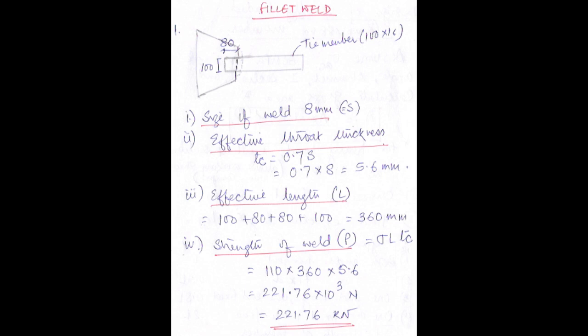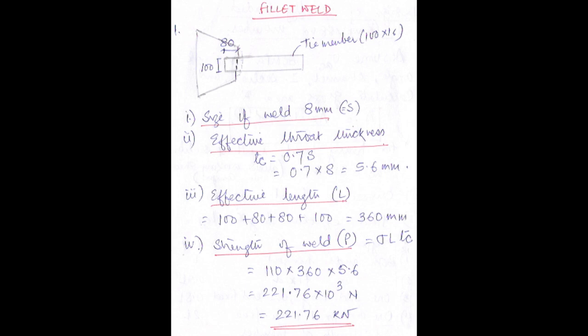It will be 80 plus 100 plus 80 plus 100. All four sides which are common between the tie member and the plate have to be welded. So now this comes out to be 360 millimeter. Now suppose in some question they have told you to weld only the 3 surfaces, not the inner one. So what you have to do in that case, 80 plus 100 plus 80. Are you getting it? In that case another 100 will not come.